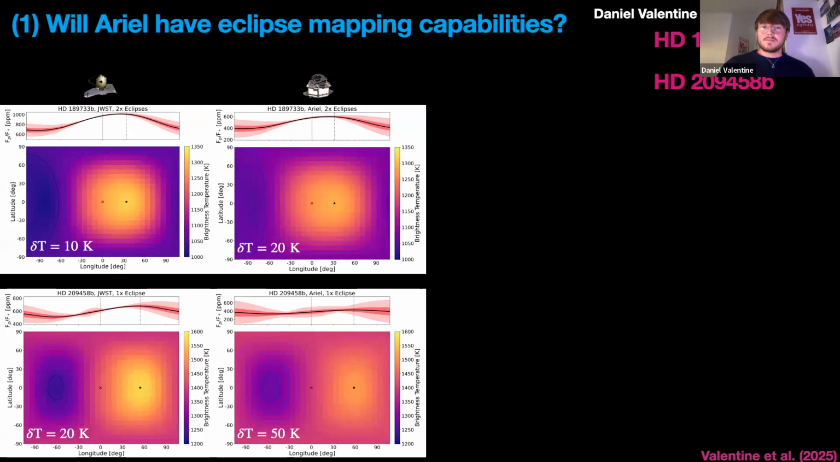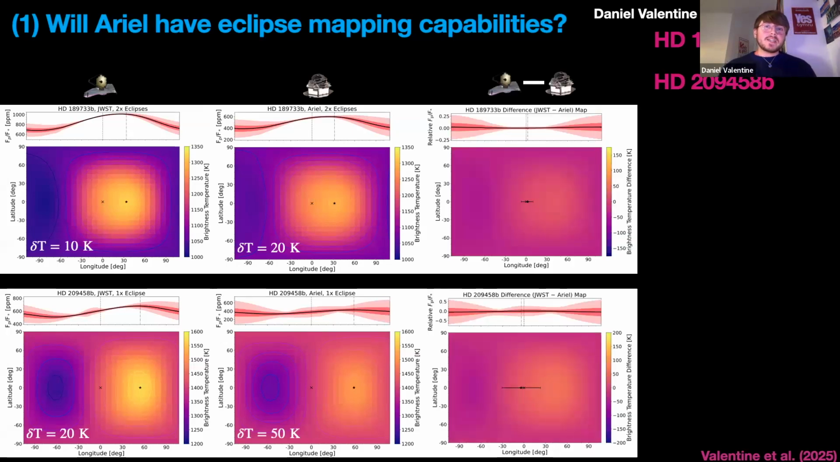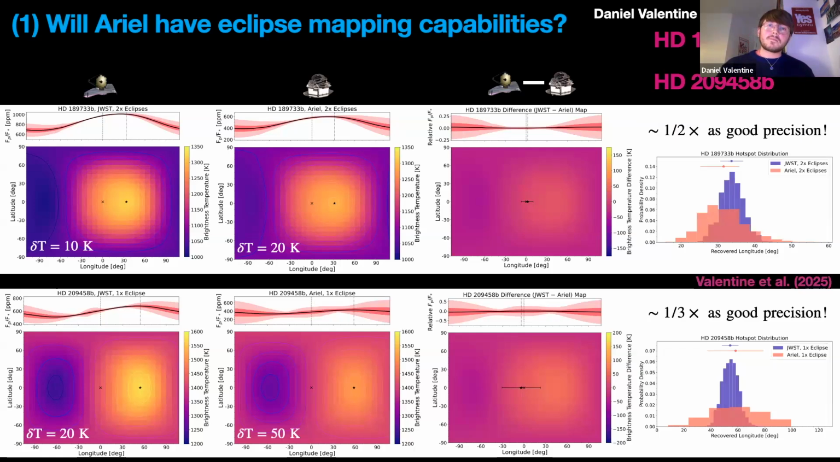to with JWST. Now, by differencing these two maps, we can assess how well Ariel is able to recover the input. And as you can see from the similarity of the JWST and Ariel maps and the flatness of the difference maps, Ariel is able to accurately recover the injected thermal structure for both of these highest ranking targets.